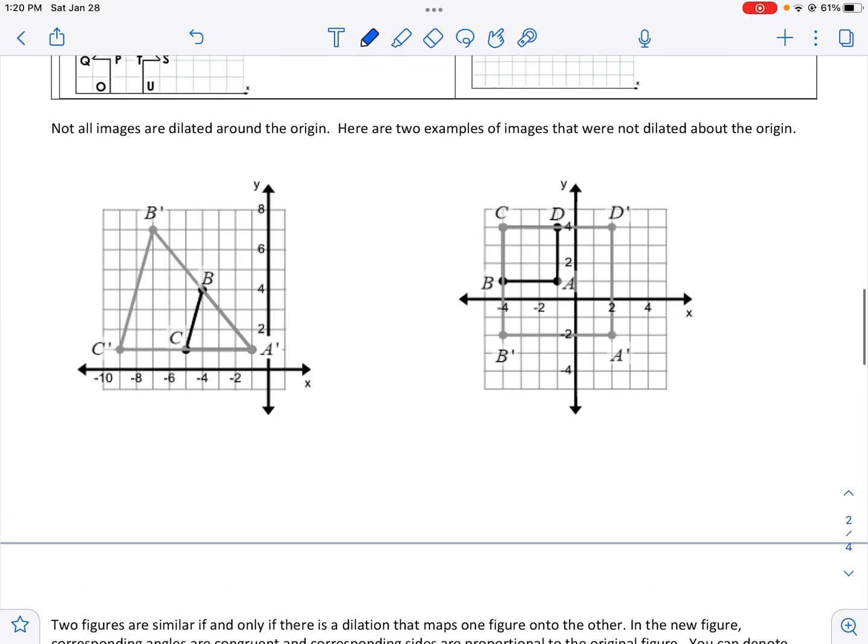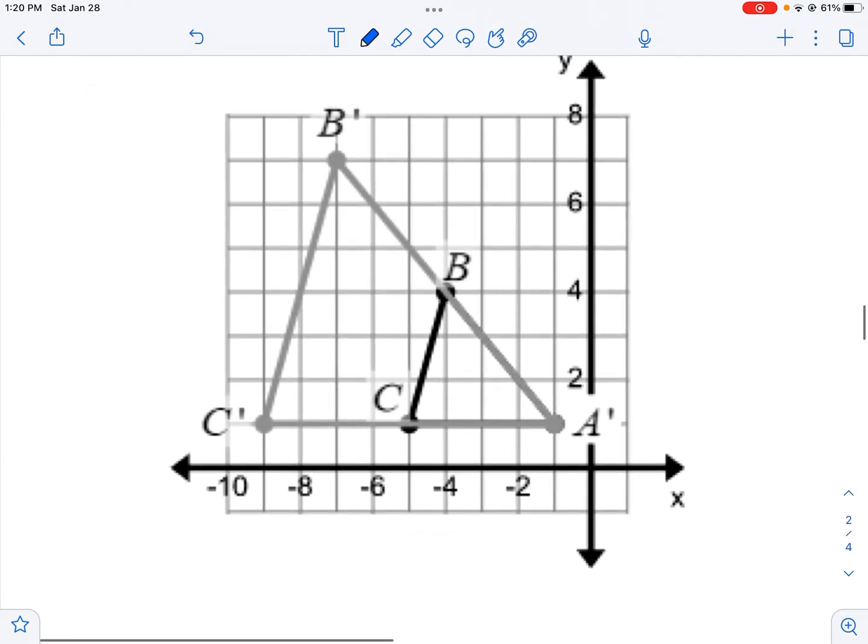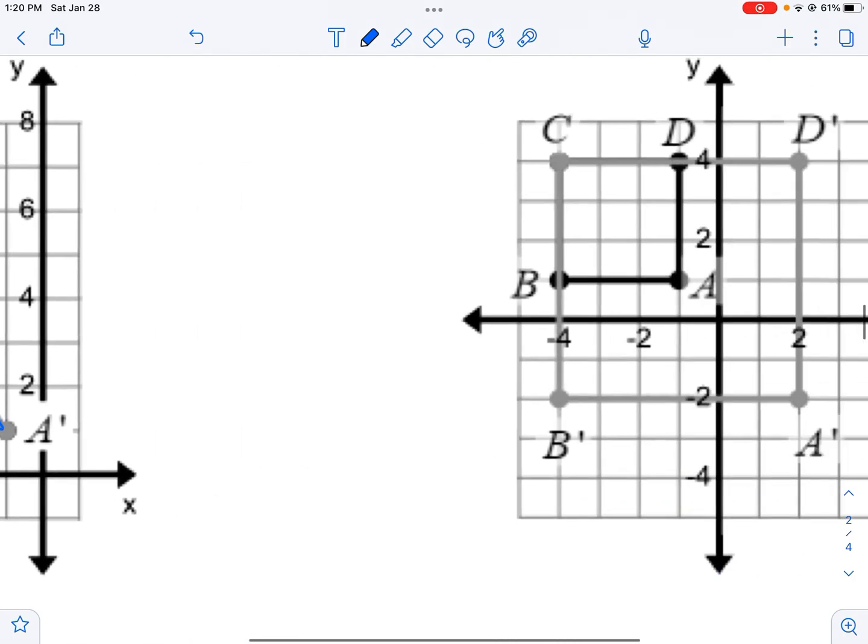All right, so now we're going to dive into what if it's dilating around a different point. Let's say we got this lovely example here. This was the beginning triangle, and it dilated from this point, not the origin. It looks like it is about twice as big, so the scale factor is probably 2 on this one. And yeah, so you can dilate around or away from a different point.